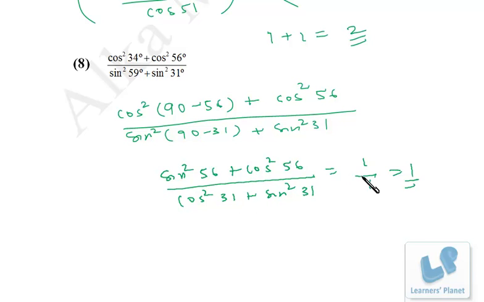So it's 1, right? So these sorts of sums are really very easy, and on an average the weightage to these sorts of questions is at least 2 marks, right? And these 2 marks are just free if you just know these relationships. Okay.